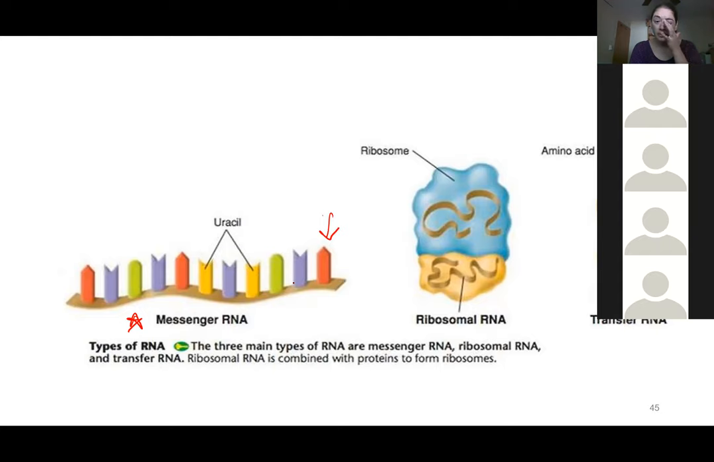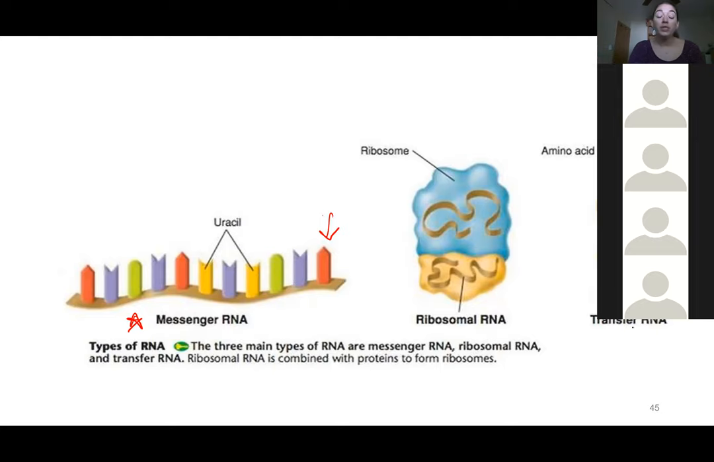Ribosomal RNA is directly involved with protein synthesis. So when we talk about transcription and translation, we'll talk about ribosomes. Ribosomes are essentially made up of ribosomal RNA. They're two subunits that come together to form a ribosome. And the ribosome is essentially the machinery for protein synthesis.